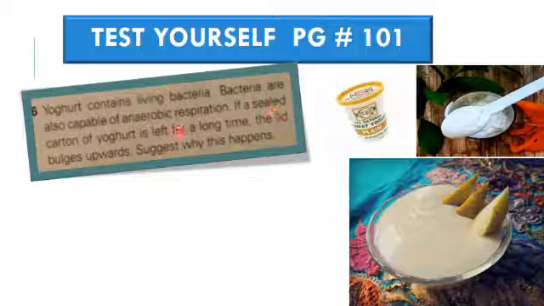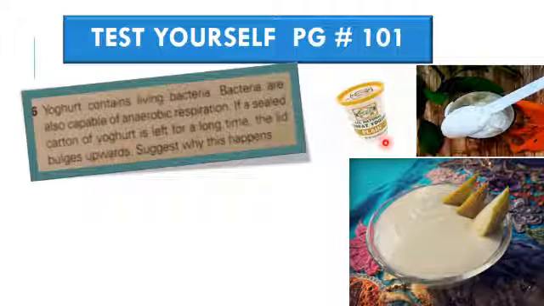If a sealed carton of yogurt, here you can see a sealed carton of yogurt, is left for a long time, the lid bulges upward. Suggest what has happened. Yes, it will bulge upward, and you can see here the yogurt after some time shows a rise. Why is there a rise in the level of yogurt, even in the sealed container, as you can see in the picture? So we will have a reason for that.